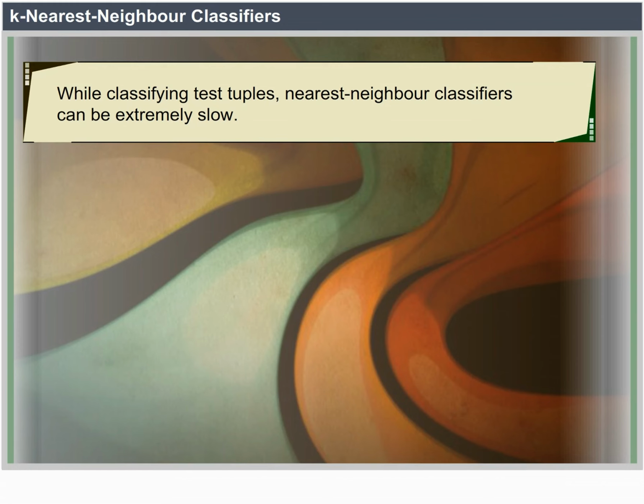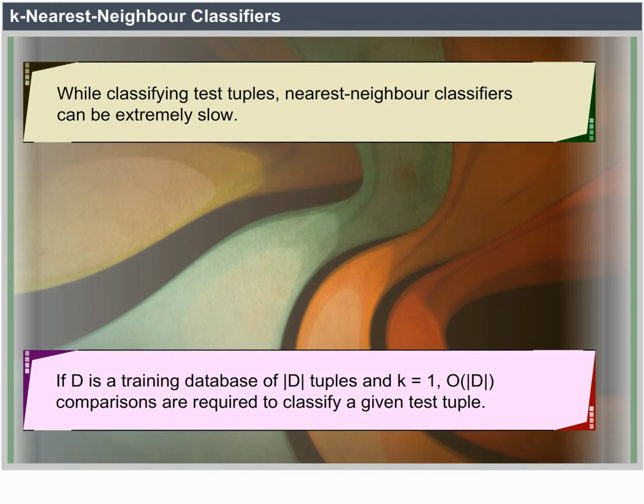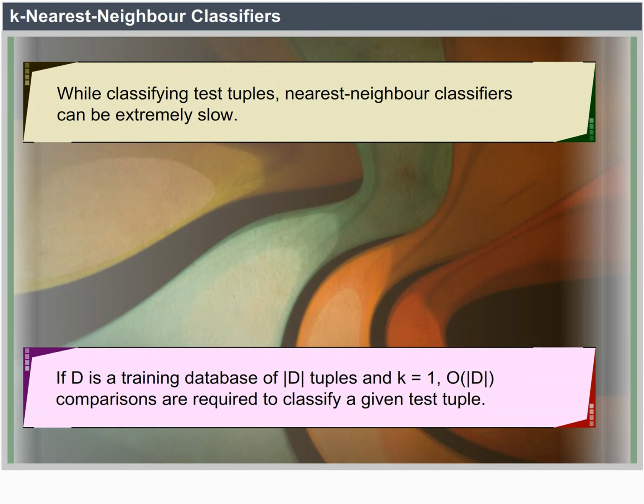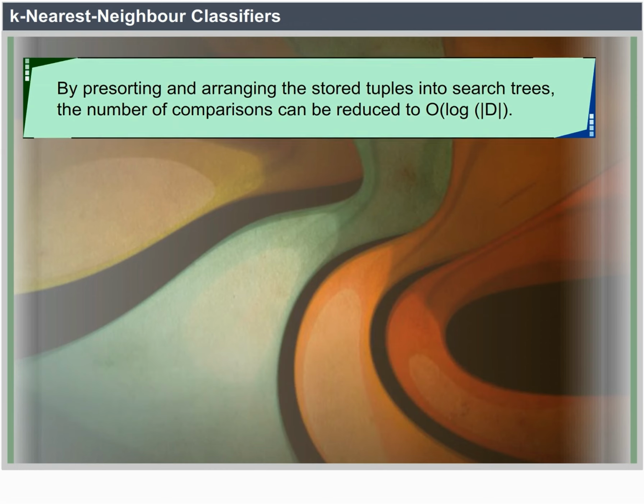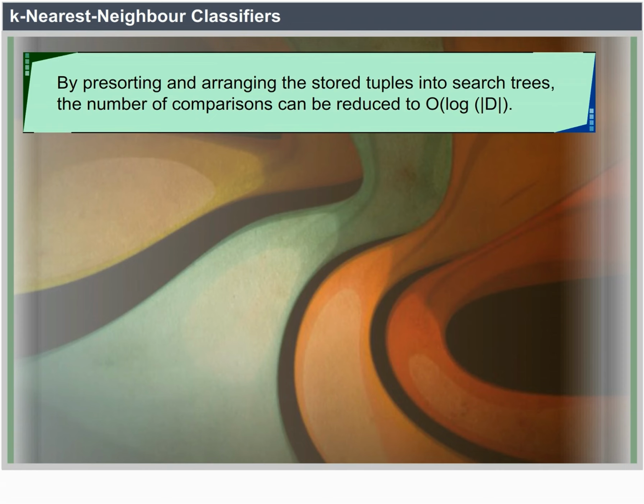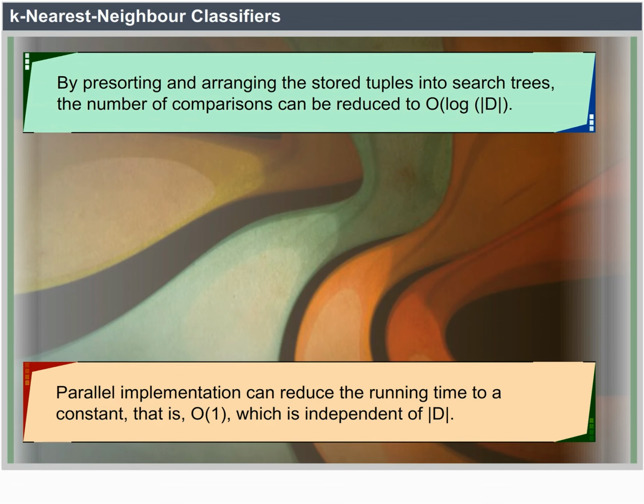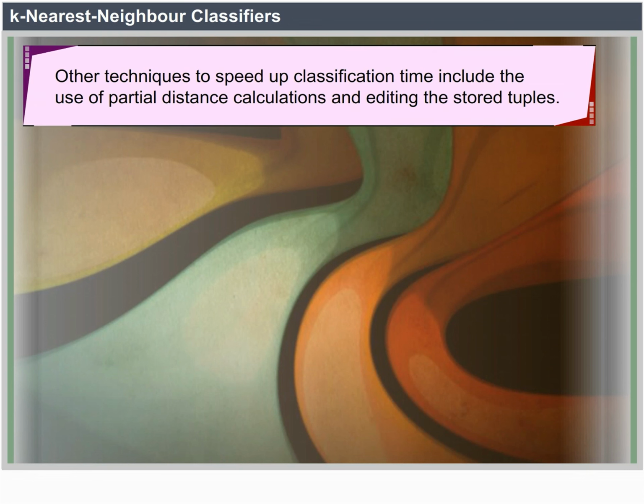If D is a training database of |D| tuples and k equals 1, then O(|D|) comparisons are required to classify a given test tuple. By pre-sorting and arranging the stored tuples into search trees, the number of comparisons can be reduced to O(log |D|). Parallel implementation can reduce the running time to a constant, that is O(1), which is independent of |D|.